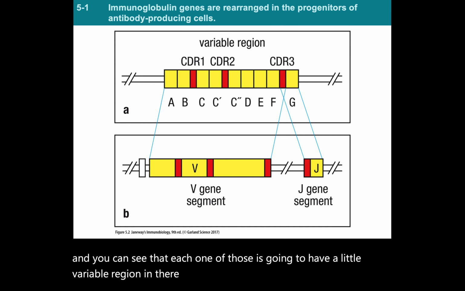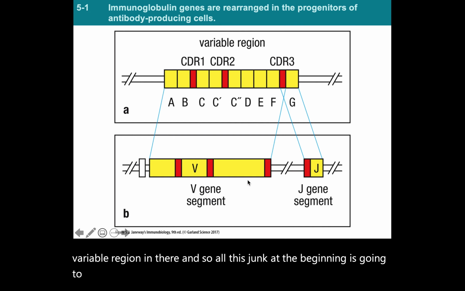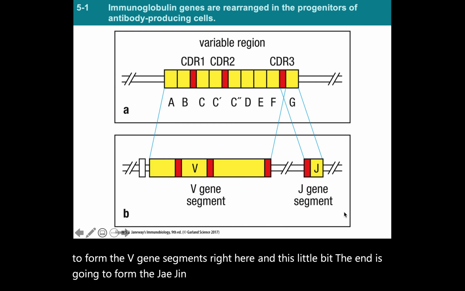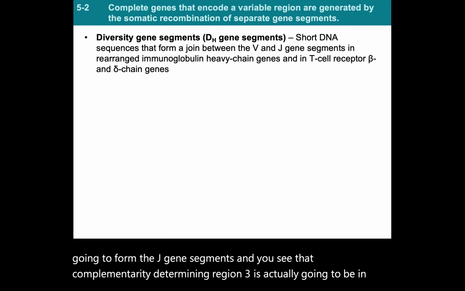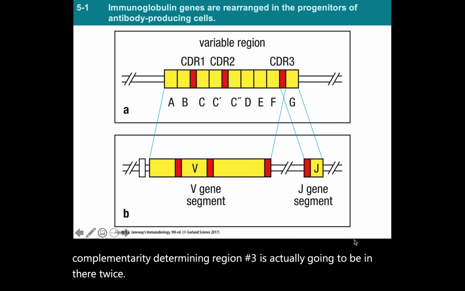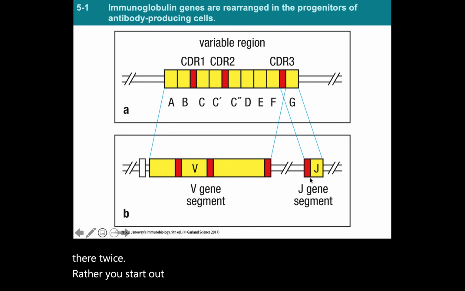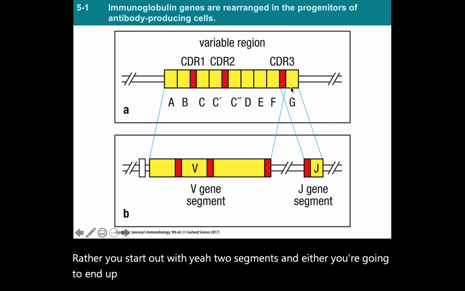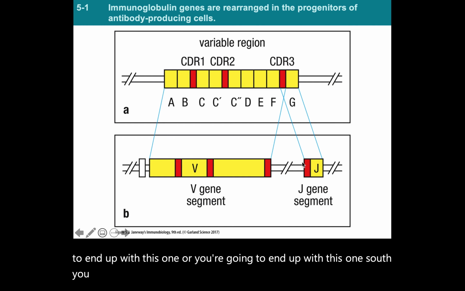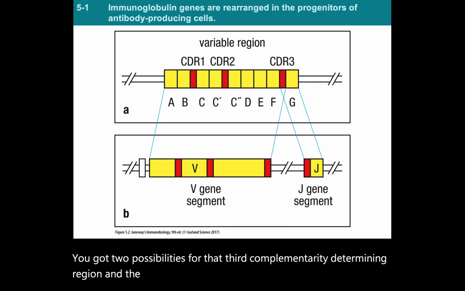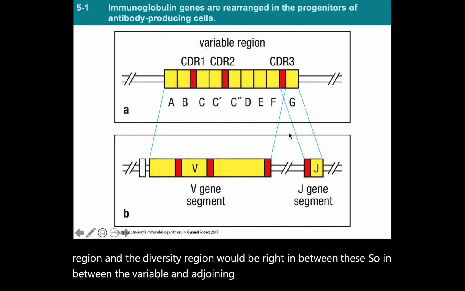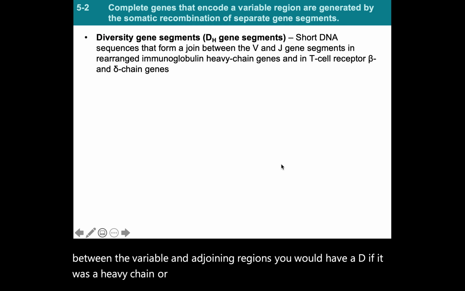And so all this chunk at the beginning is going to form the V gene segment right here, and this little bit at the end is going to form the J gene segment. And you see that complementarity determining region number 3 is actually going to be in there twice. Or rather, you start out with 2 segments, and either you're going to end up with this one or you're going to end up with this one. So you've got 2 possibilities for that third complementarity determining region. And the diversity region would be right in between these, so in between the variable and the joining regions. You would have a D if it was a heavy chain or a T cell receptor alpha.